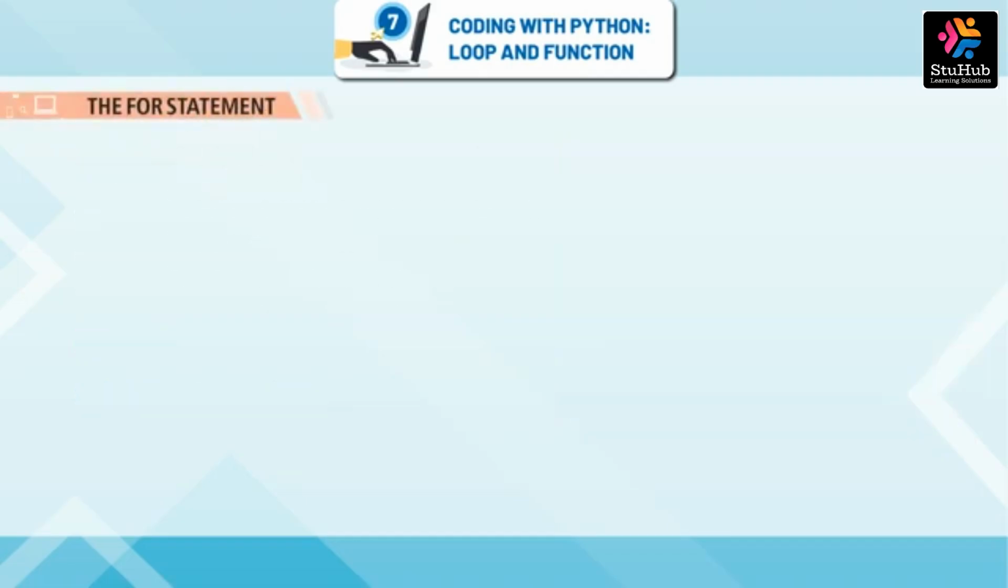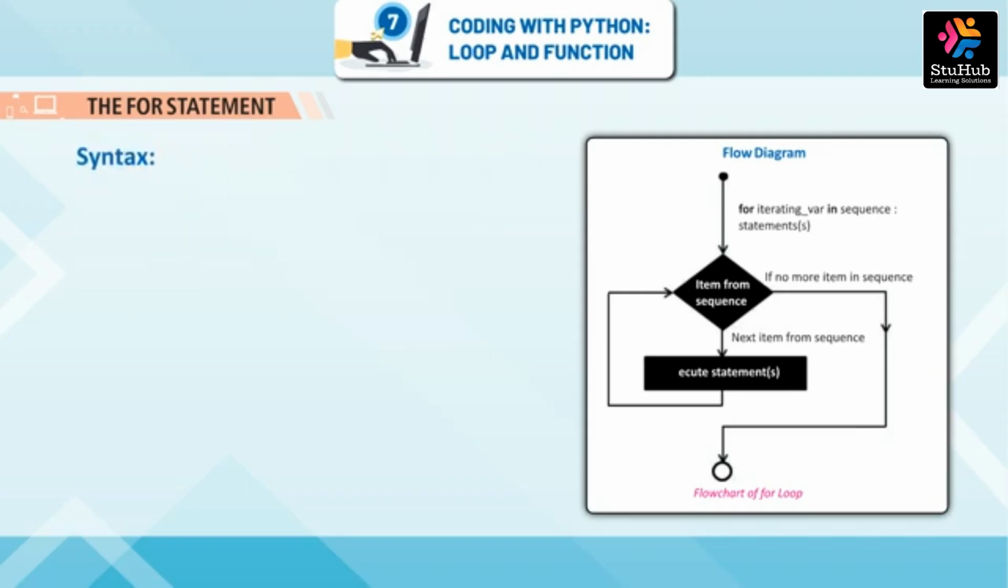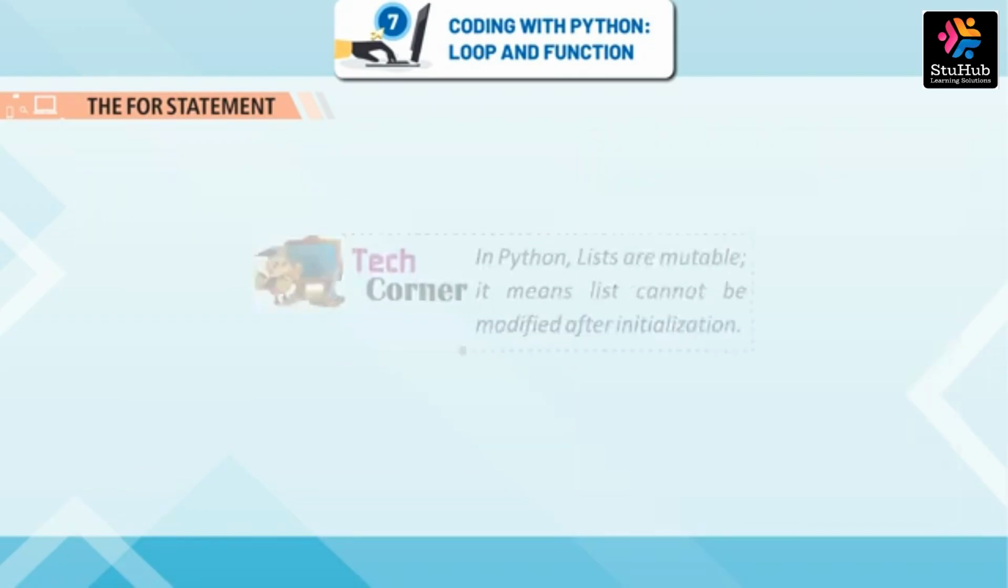The for statement. The for loop statement in Python is used to execute a block of statements or code several times until the given condition becomes false. We use a for loop when we know the number of times to iterate. Syntax: for iterating_var in sequence: statements.